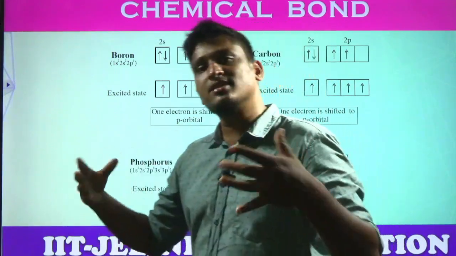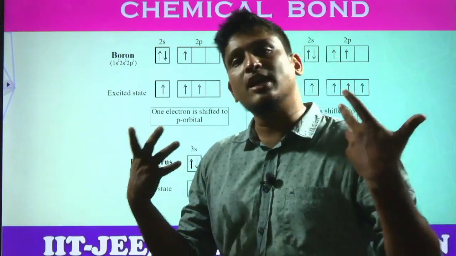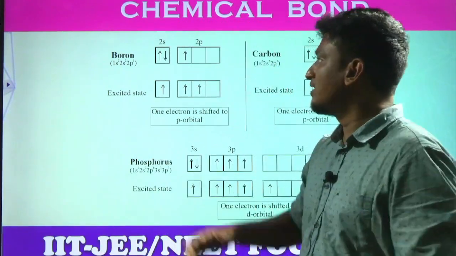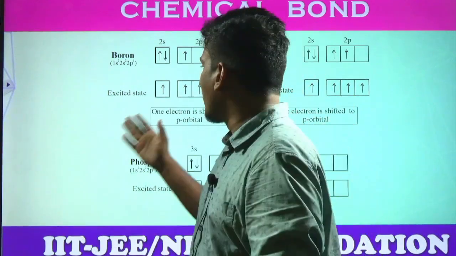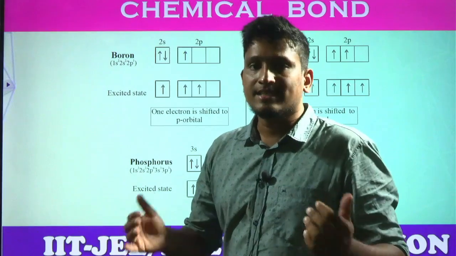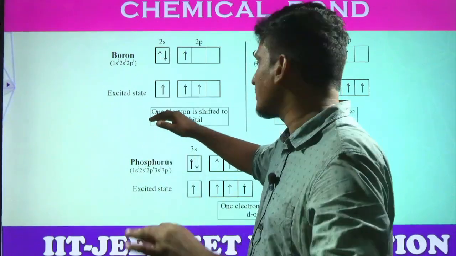So wherever there is a space, whenever there is energy, they will excite and try to form the maximum bonds. So this previous configuration is called the ground state configuration, and now this configuration is called the excited state configuration. Students, got the clarity? This is boron's excited state configuration.